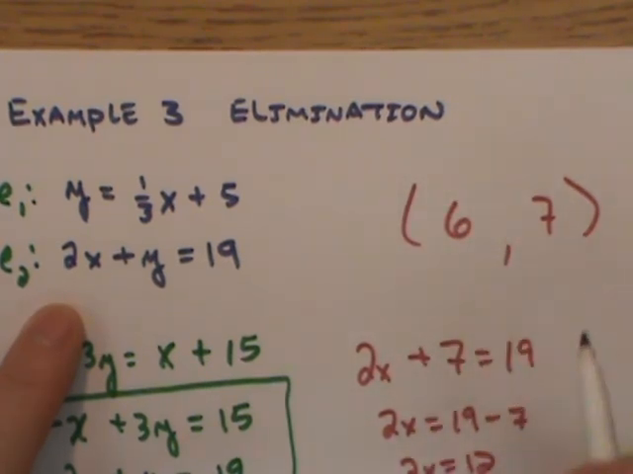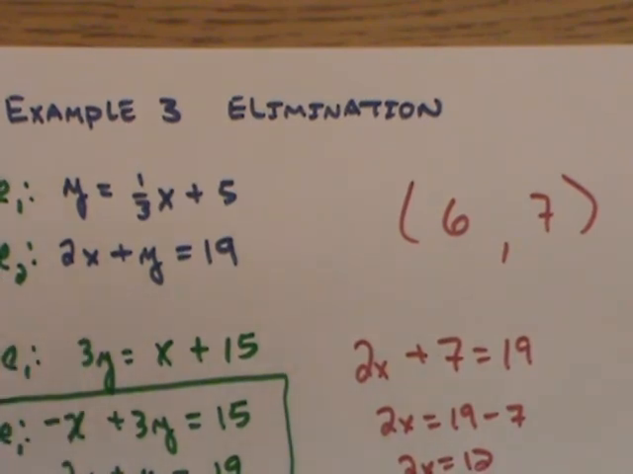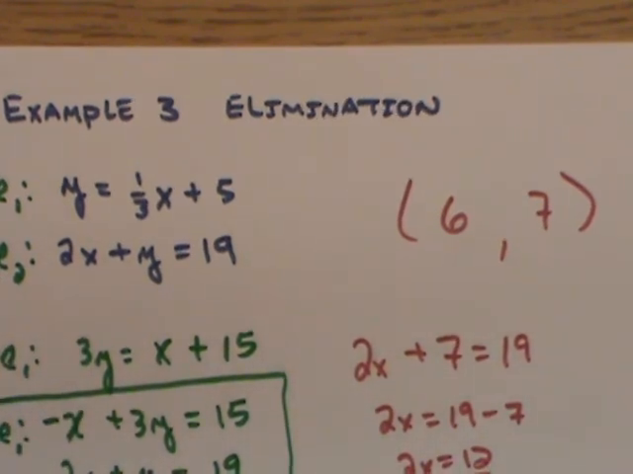And there I found a point of intersection. That's linear combination, also known as elimination. Example number 3.